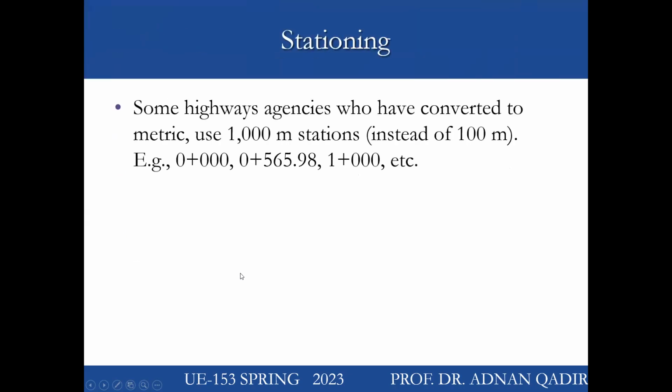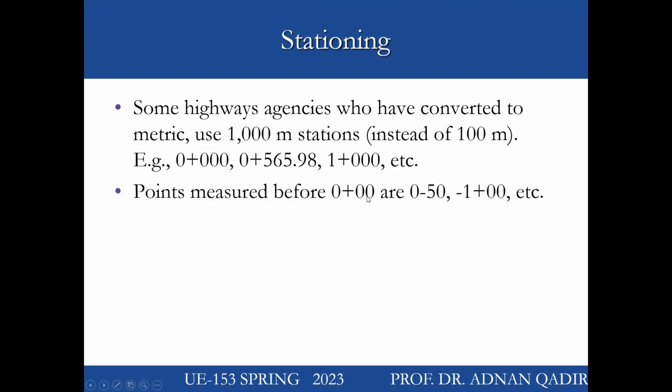Now some highway agencies use the metric system, that's obviously 1000 meter instead of 100 meter. So this can be 0 plus 000. 1 kilometer is represented as 1000 meter. If you remove the plus, then this is 1000 meter. So 1565 can be written as 1 plus 565, and if it is 1 plus 565, you remove the plus and you will get the actual distance. Points where measures are 0 plus 00, 0 plus 50, 1 plus 00, etc.